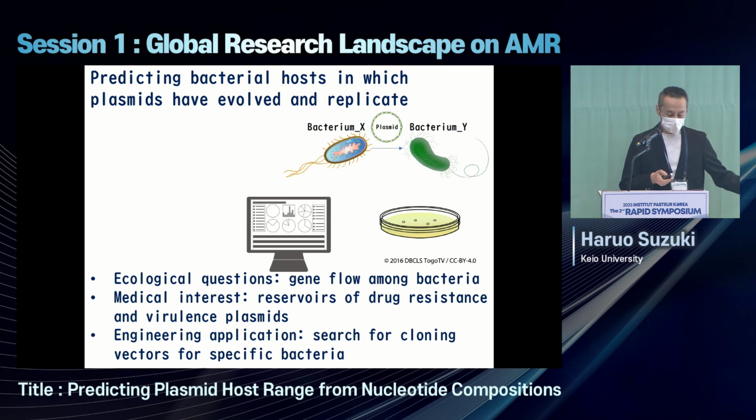I show here three key points why we should care about plasmid host range. First, an ecological question, gene flow among bacteria. Second, medical interest in reservoirs of antimicrobial resistance and virulence factor plasmids. And finally, for application, we can choose a cloning vector for specific bacteria.